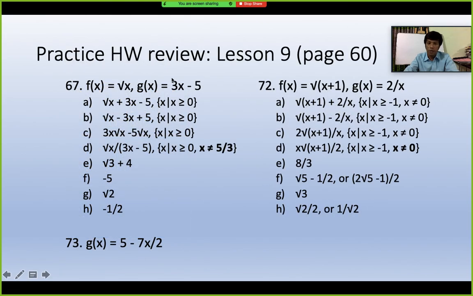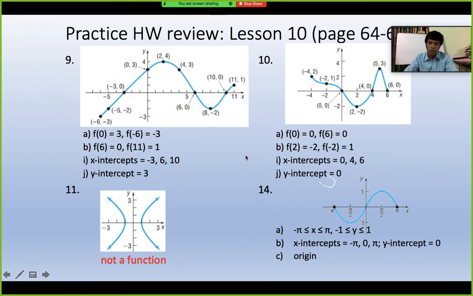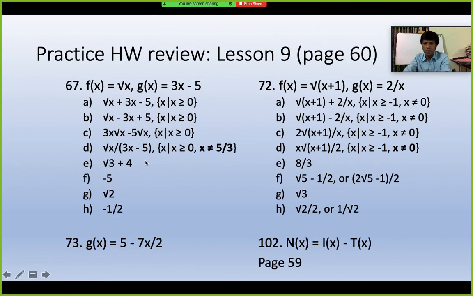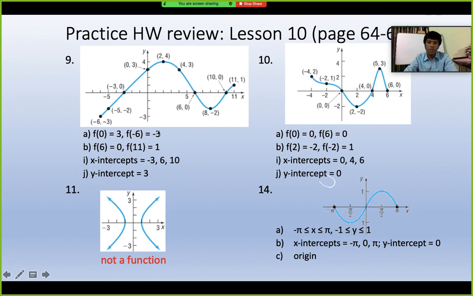These are the practice homework reviews from the previous slides. When you finish doing these maths, you can match your answer and check if it is right or wrong. This math is on page number 59. Then this is also from the practice homework review.